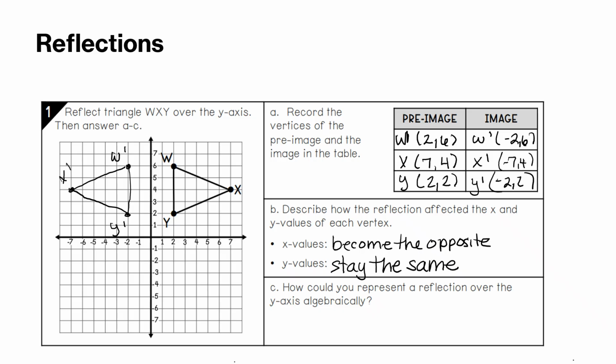How could you represent a reflection over the y-axis algebraically? That's that transformation notation that we talked about yesterday. So x and y, when they're transformed in a reflection over the y-axis, the x becomes negative and the y stays the same. All right, let's look at the next one.